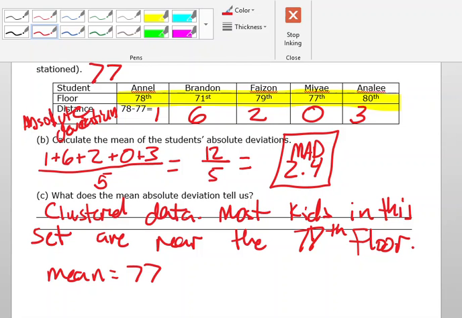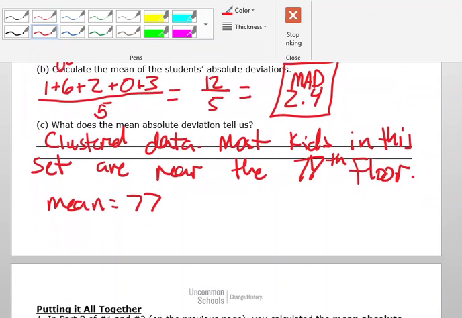Great, we're going to take a moment and look at the homework together.